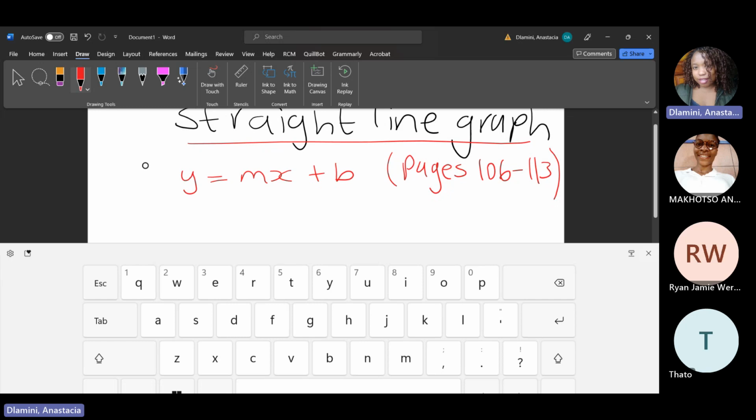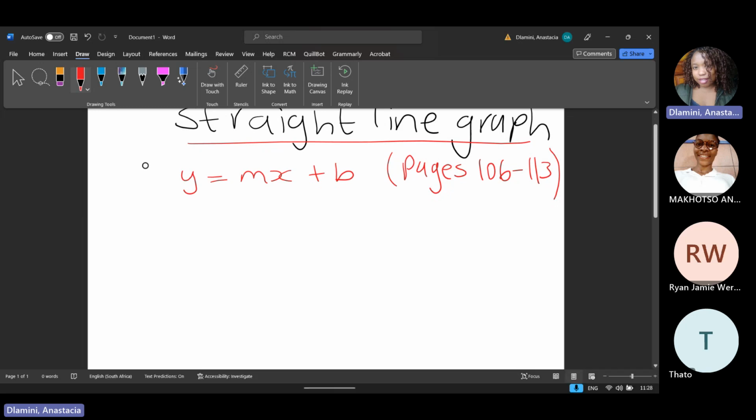Now, if we're going to talk about functions, it is important that we start with a straight line graph or a straight line function where its equation is given by y equals mx plus b. In other textbooks, they'll say mx plus c, where m is the gradient and b is a constant, which is the y-intercept. So now on page 107, there's a small blue box there that shows the slope of a line. It says that if m is positive, meaning that the slope is positive.